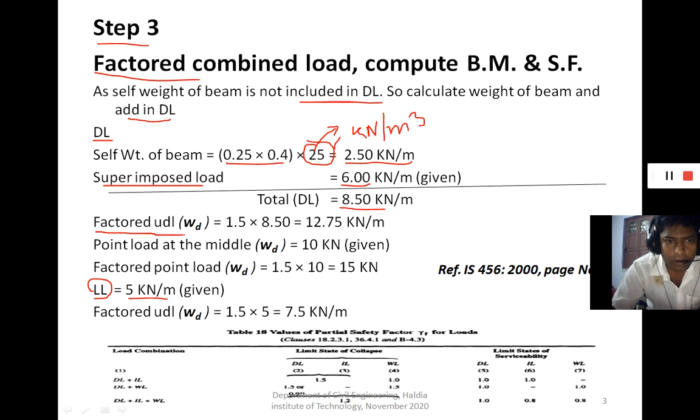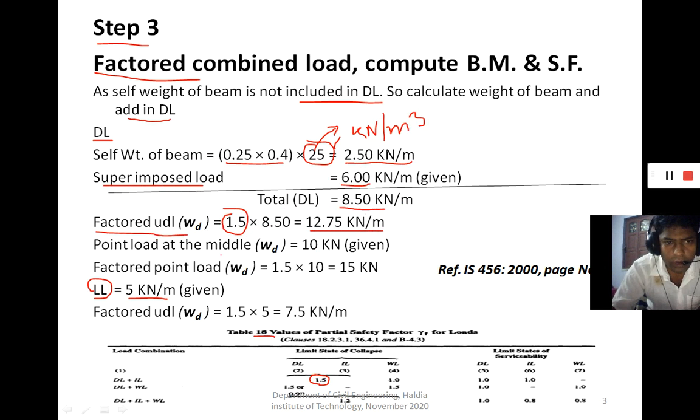So the factored UDL is how much? That is 1.5, because the load factor is 1.5. As per Table 18 for dead load, the load factor is 1.5. So the 1.5 is multiplied with the total dead load, which gives 12.75 kN per meter.